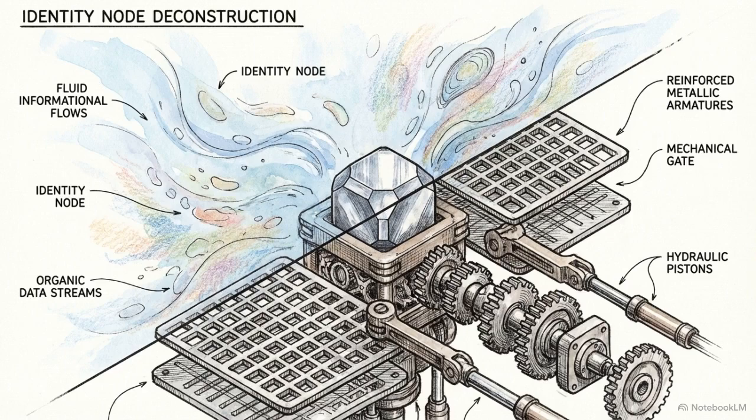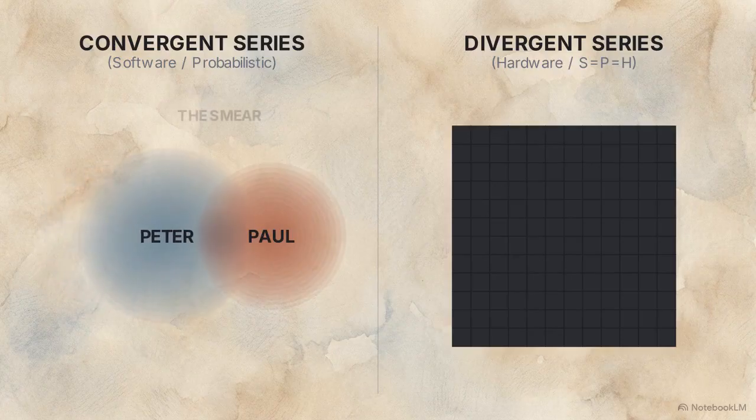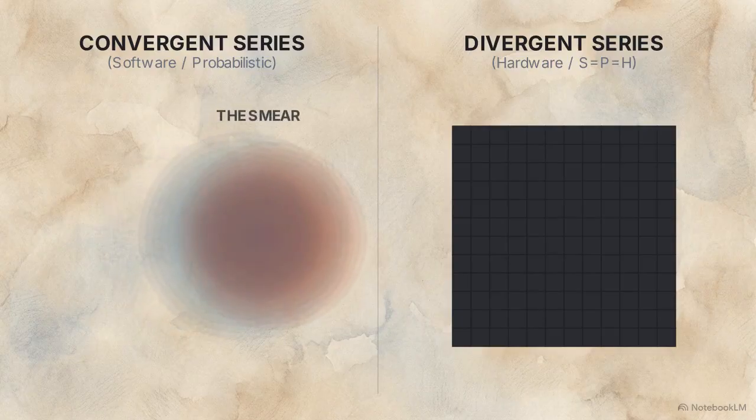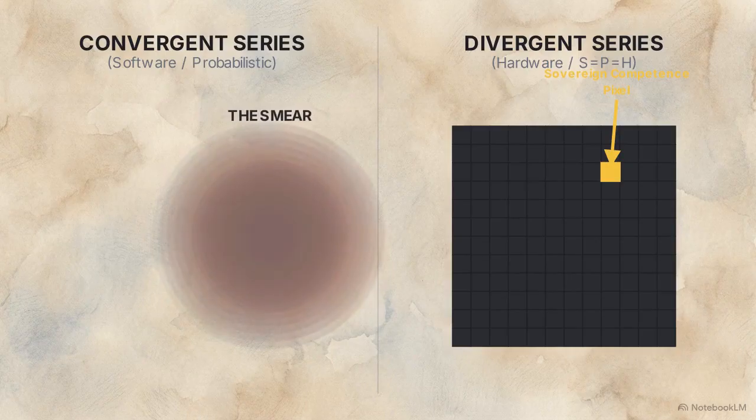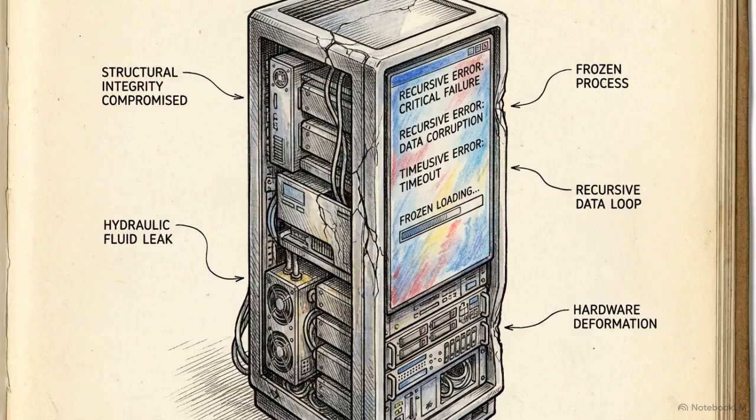This tax creates a divide between how software simulates precision and how hardware enforces it. Current AI models use a convergent series, operating within a probability cloud designed to regress toward a mean. Because this confidence is bounded, the data's identity blurs. Lacking a fixed coordinate, the identity of Peter slowly overlaps with Paul. Alan Turing proved no program can reliably determine if another will run forever or halt. Software cannot be the final judge of its own stability.